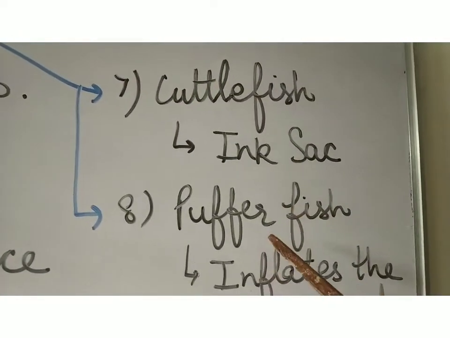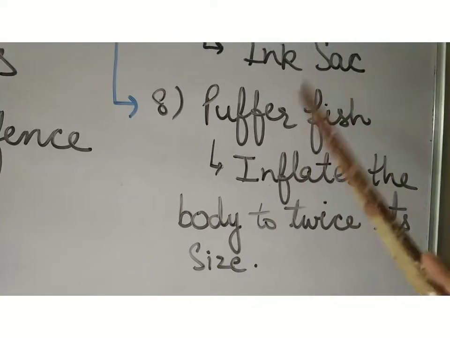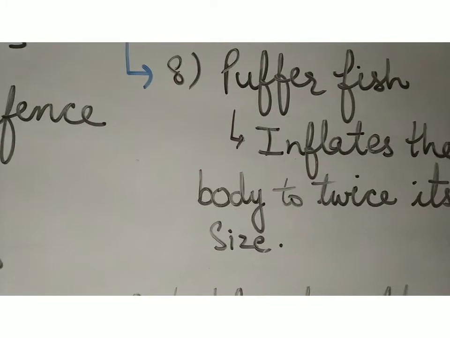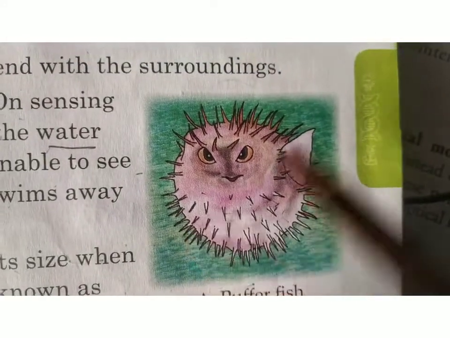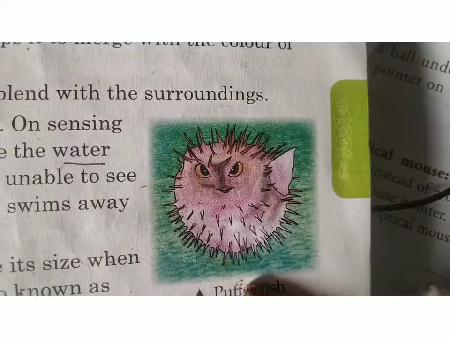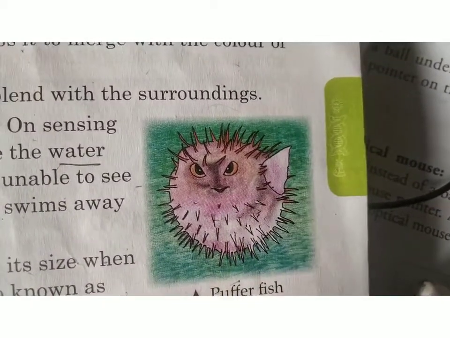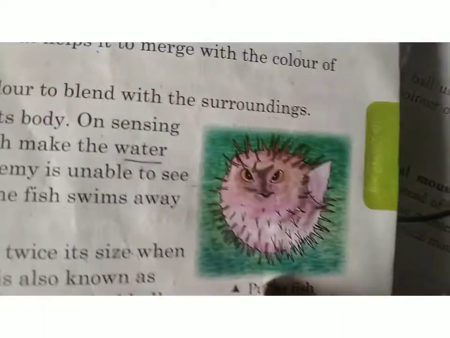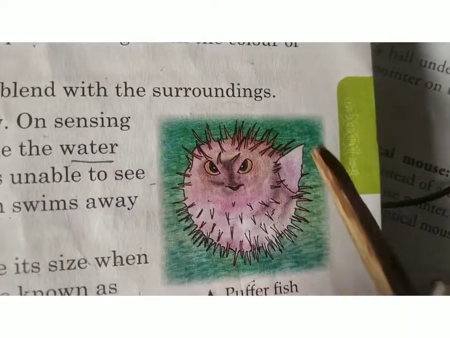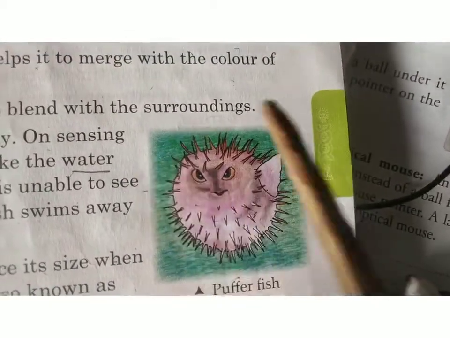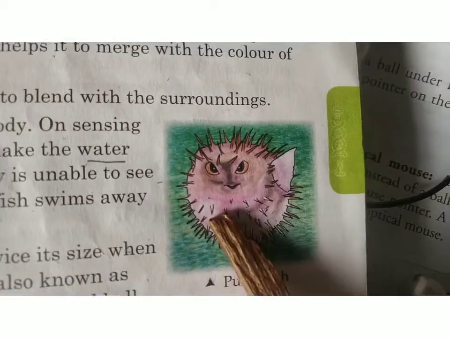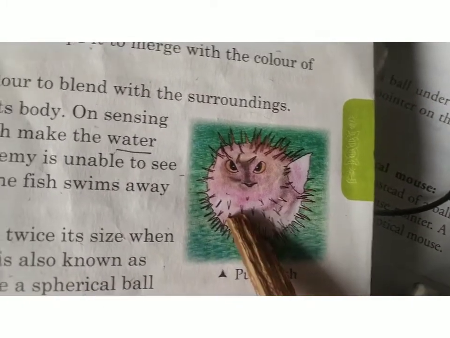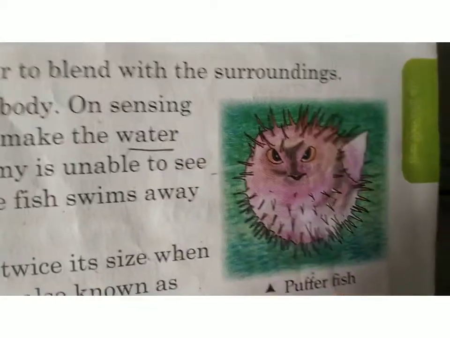Okay. The next is puffer fish. Puffer fish inflates its body to twice its size. Okay. You can see this is the puffer fish. This is called balloon fish also. Because whenever we bring it out from the water, it becomes twice in size. And that's why it looks like a spherical ball or a balloon. With the spines all over its body, whenever it is in our hand, we just feel not protected ourselves. And in this way, it helps itself to stay safe from the enemies.